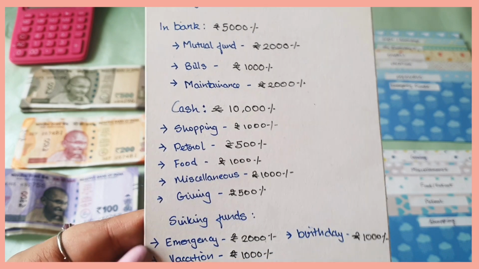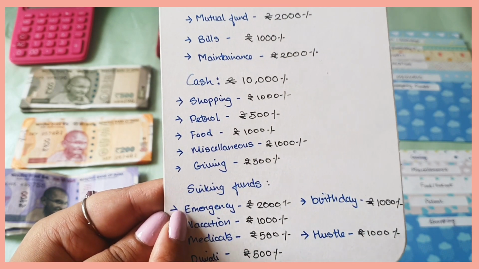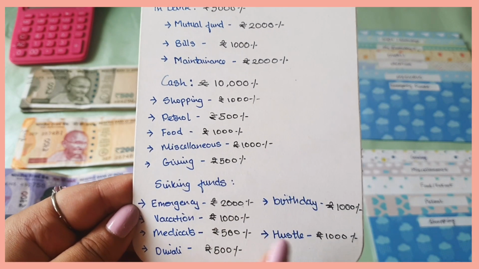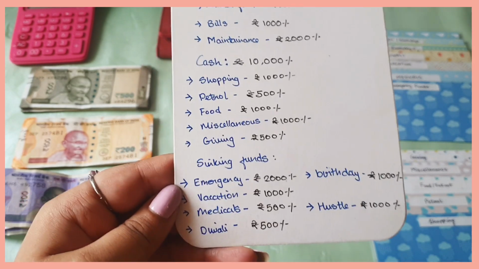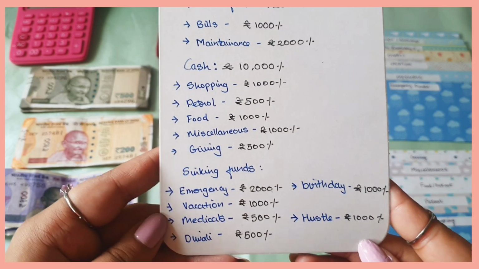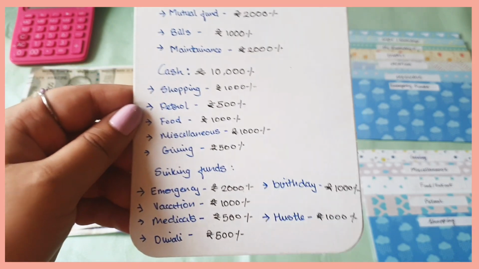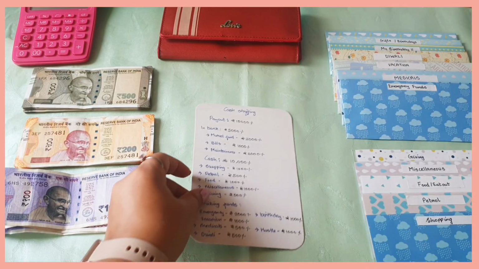And last is the sinking fund category. Sinking funds are something which you are saving up for, like emergency fund, vacation, medical bills, birthdays, and hustle is something that you are saving up for highly. So I'm hustling here to save up for an iPhone, so that is my hustle category. All of these categories can change according to you.